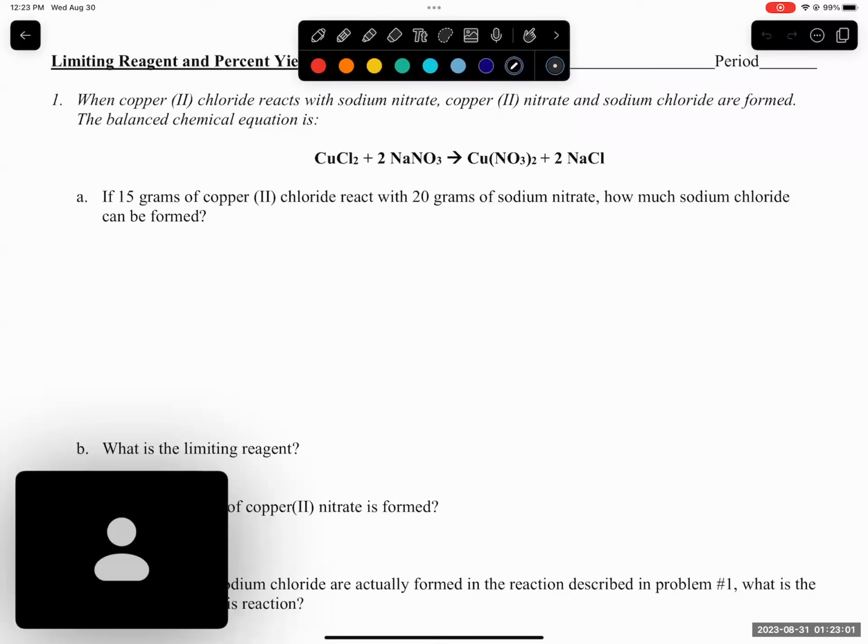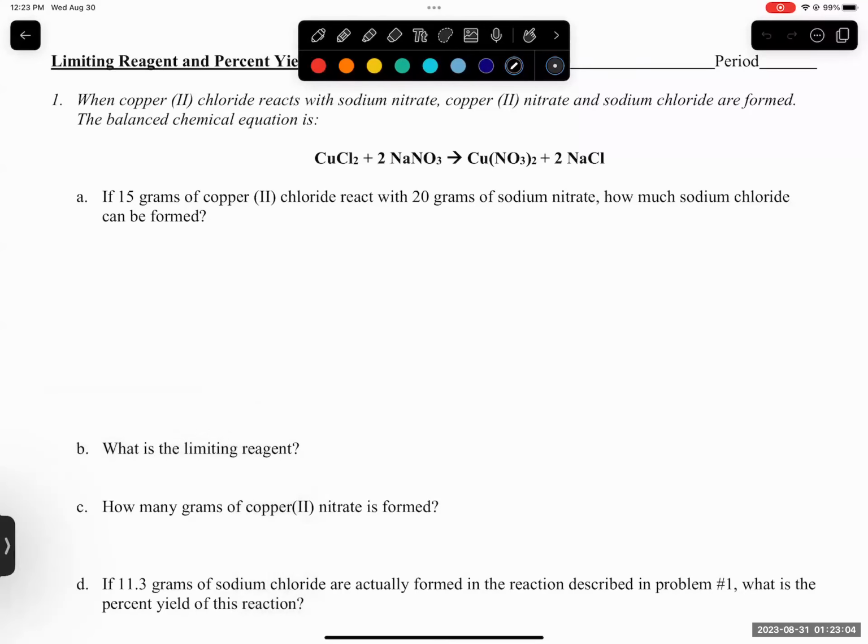Okay. So this one: if 50 grams of copper chloride reacts with 20 grams of sodium nitrate, how much sodium chloride can be formed? We know we're going to have to take into account sig figs at the end, so let's get it over with now. How many sig figs should we have in our final answer? 1 sig fig, right? Because 15 has 2, and the 20 with no decimal point has 1 sig fig. Therefore, we should only have 1 sig fig in our answer. So we'll just put that off to the side.